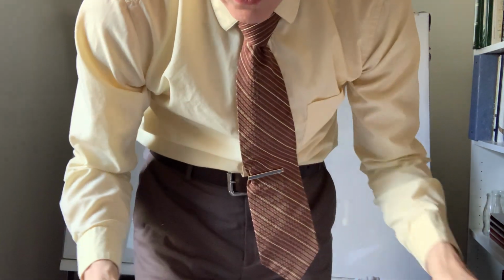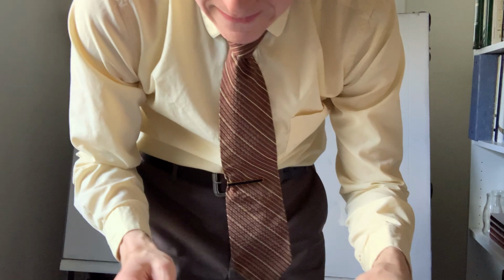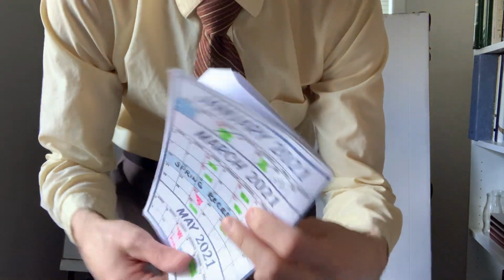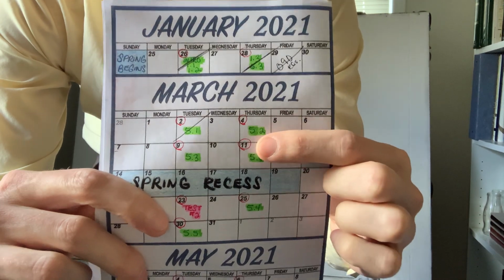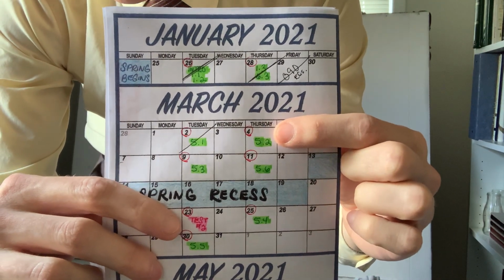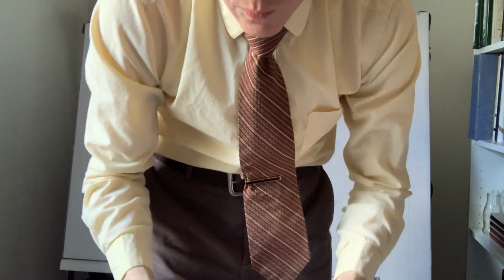Just in keeping with the usual routine here, let's look at the calendar. Alright. Today is March 4th. So right on schedule, Section 5.2. One more week before spring break.